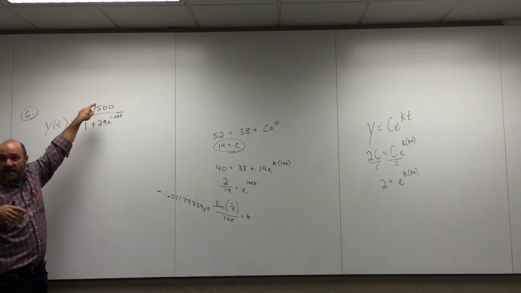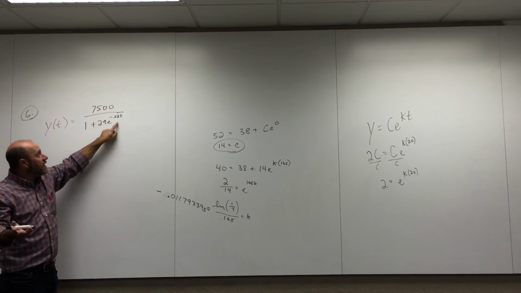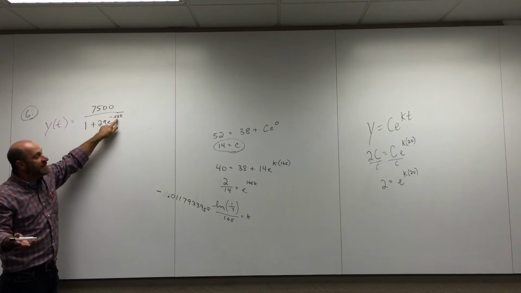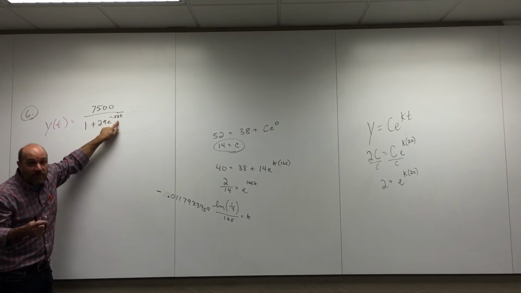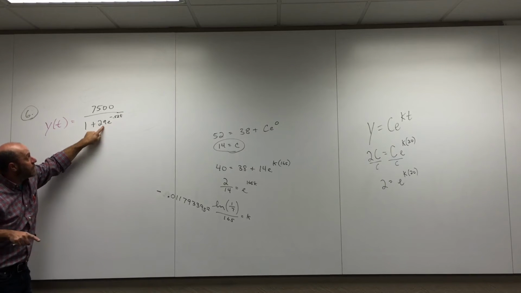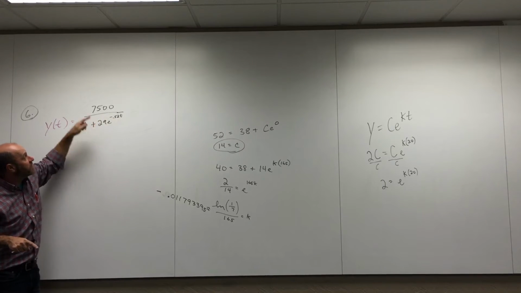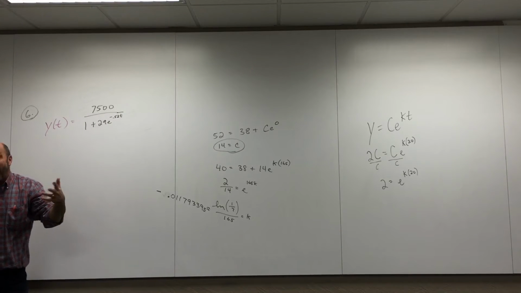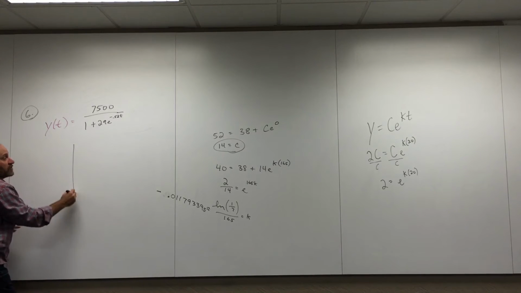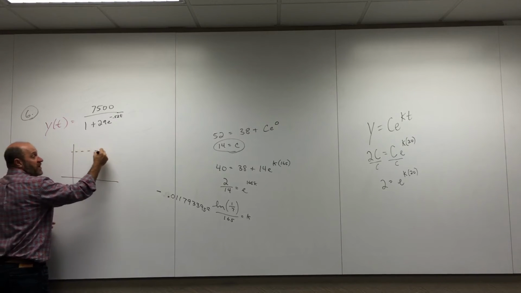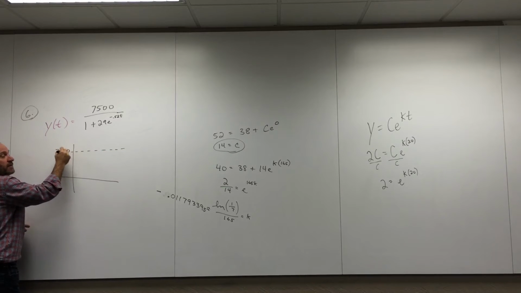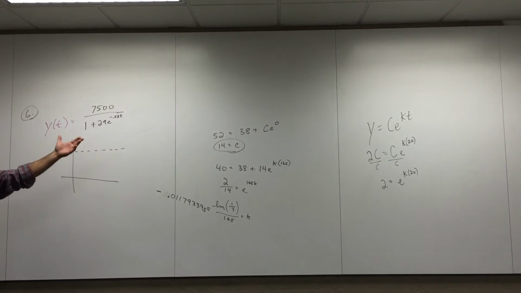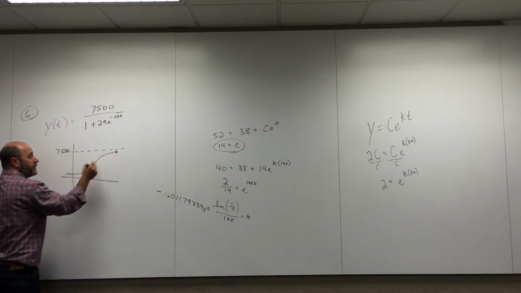When I said, what's the limit as t goes to infinity, you know that when you go to infinity, this is e to the negative infinity. E to the negative infinity goes to 0. 0 times 29 is 0. You end up with 7,500 over 1. That's a long explanation of telling you that's the carrying capacity, and this graph looks like this. There's a horizontal asymptote at 7,500. When I said, what's the limit as t goes to infinity, that's a way of saying, what's the horizontal asymptote? Anyway, the answer is 7,500, and we have this sort of shape.